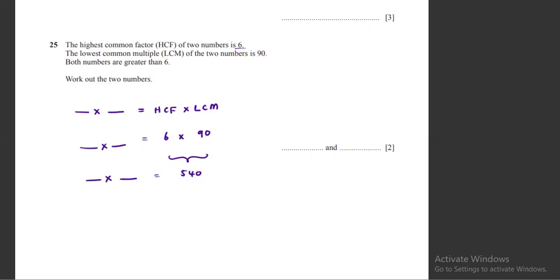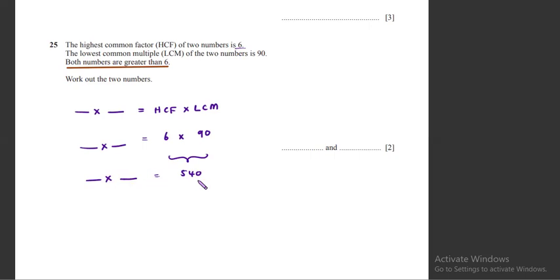And in addition to that, we should also keep in mind that both the numbers are greater than 6. So you can think of all the factor pairs of 540, which are greater than 6. And we should also keep in mind that the highest common factor is 6, which means both the numbers should be divisible by 6. That's the largest number that can be used to divide both the numbers. That's the meaning.